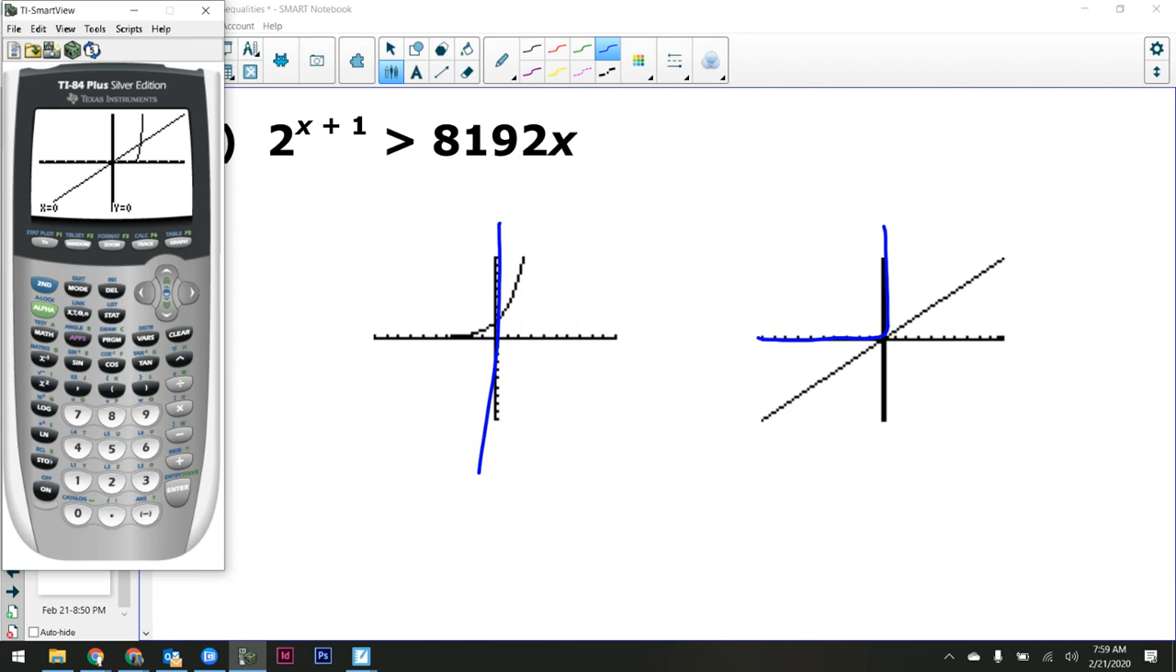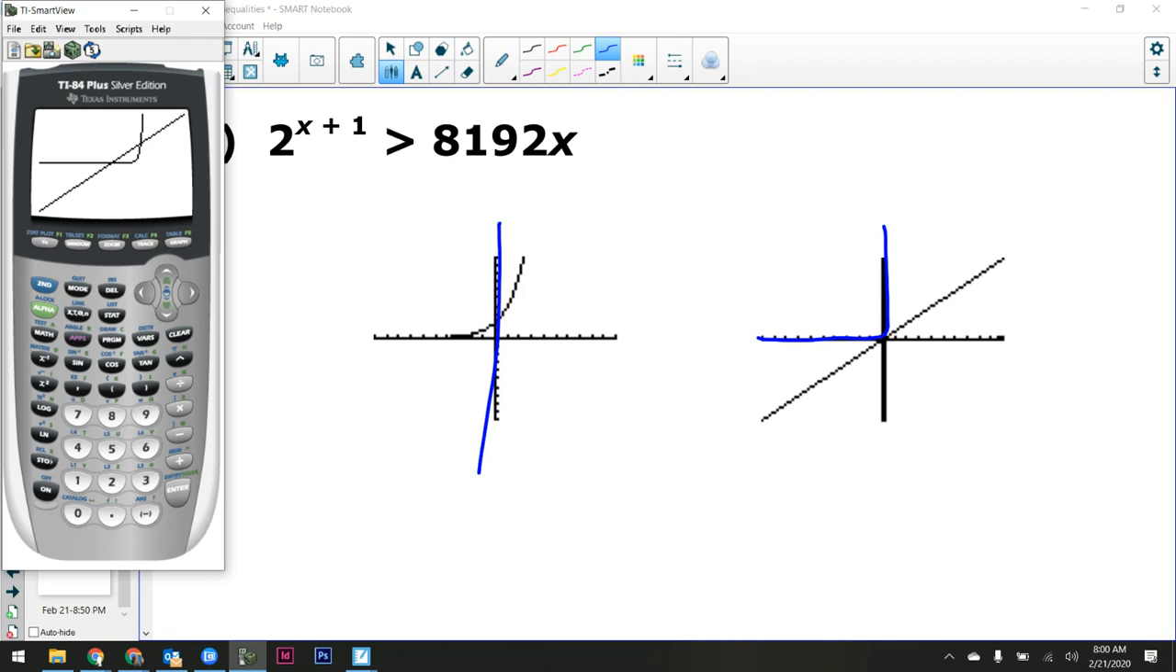Hey guys, did you know you can turn off your axes? Take a look at this. If you go into format, and I know this might look different for you guys than it does for me, I can turn off my axes. Why does that help me within this one? Because there's my exponential, and then there's my linear. So I see it crossing twice.